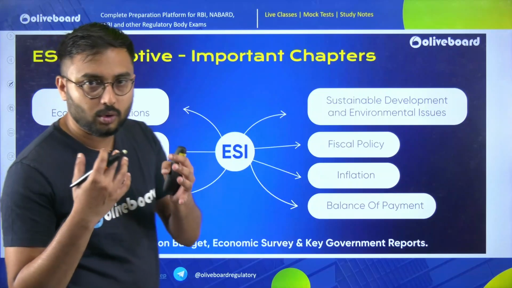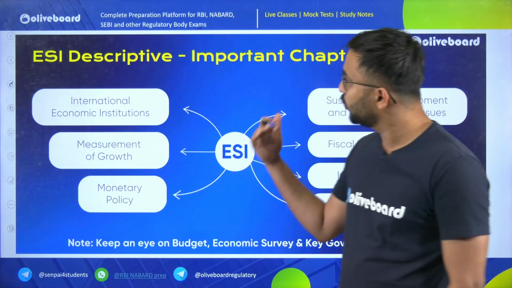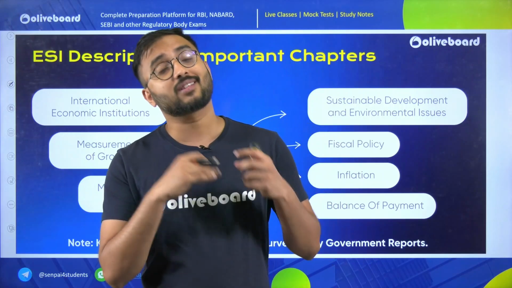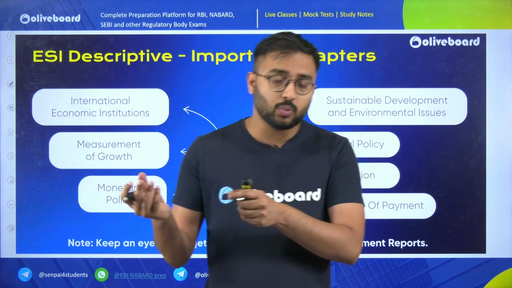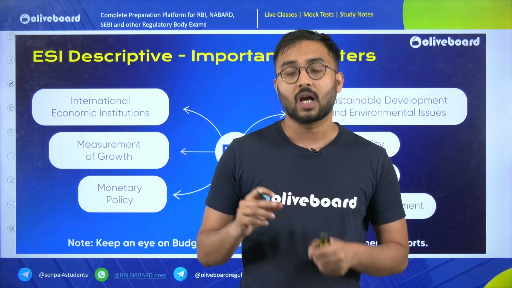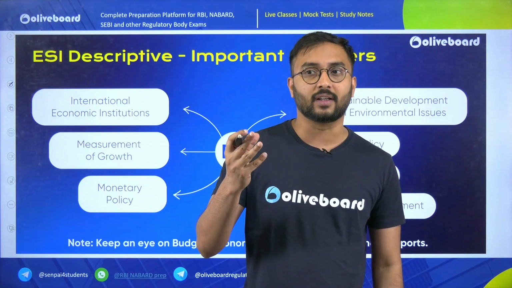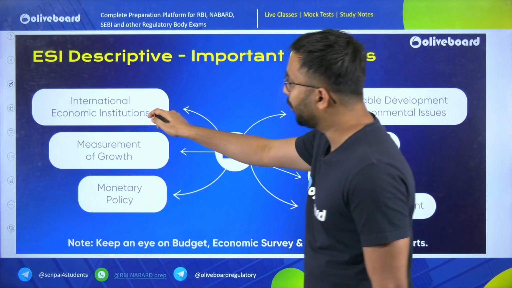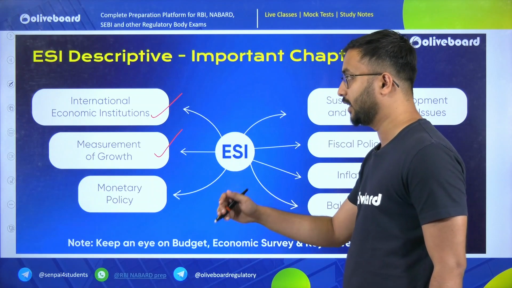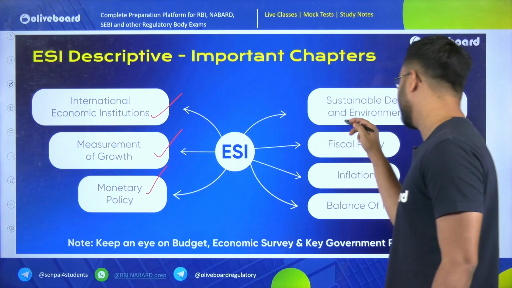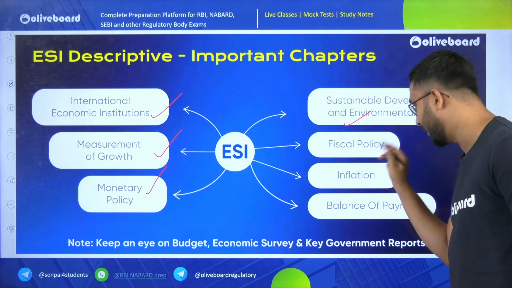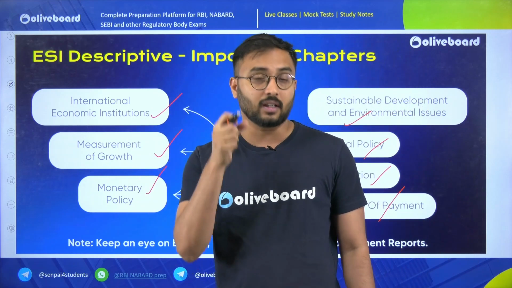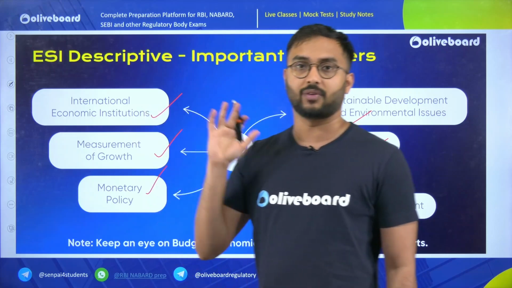Next, after looking at the analysis of ESI objective, let's look at ESI descriptive. ESI descriptive is current as well as static in nature. What does it mean? The questions which will come in the descriptive part for answer writing, although the nature of those questions would be current oriented, what is going on in the Indian economy, the topics associated with the answer you have to write would definitely be from your static syllabus, such as international organizations, measurement of growth, monetary policy, sustainable and environmental issues, sustainable development, fiscal policy, inflation and balance of payment. So you should have conceptual clarity and a grip on your static syllabus. That is why ESI is very, very important.